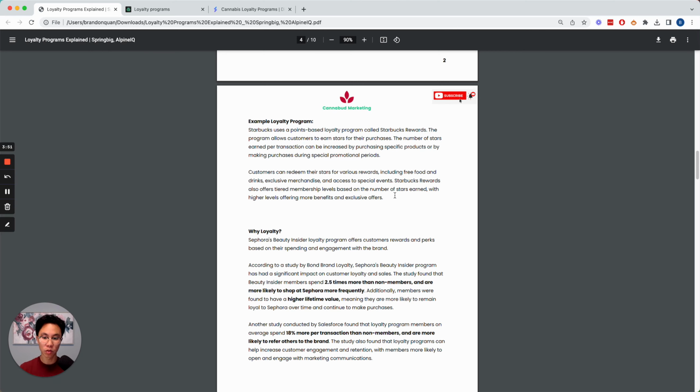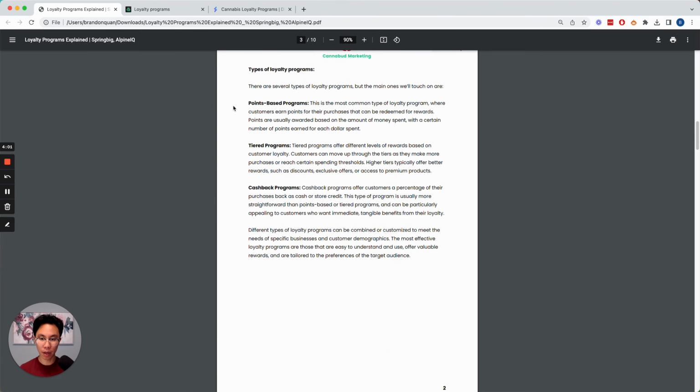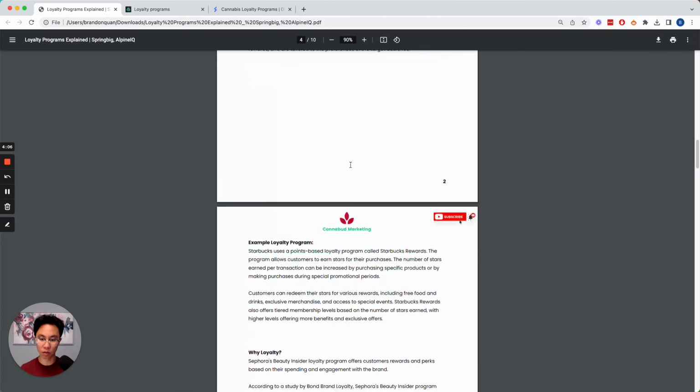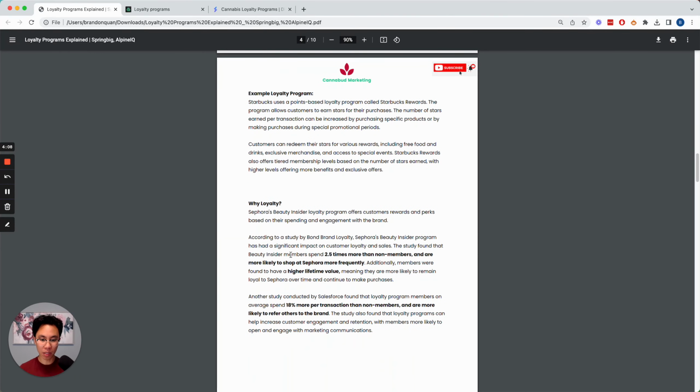And then Starbucks Rewards also offers tiered membership levels based on the number of star earns, with higher levels offering more benefits and exclusive offers. So they have a mix of the points-based system and the tier-based system, right? So they're taking advantage of both. Now, why loyalty? This is a little case study.